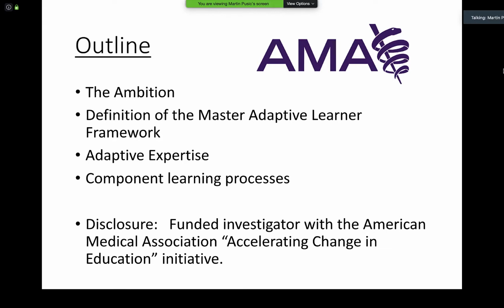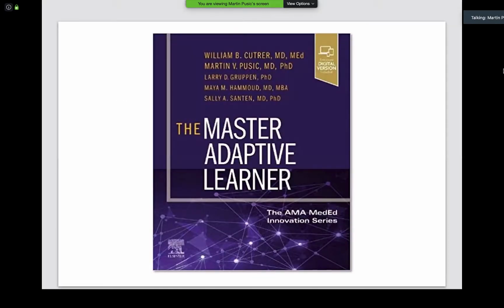This work was funded by the American Medical Association as part of the Accelerating Change in Education initiative, and as such is the work of more than 30 medical schools, and it culminated in this Master Adaptive Learner handbook that we have available at the Brigham Educational Institute if you want to come see it.